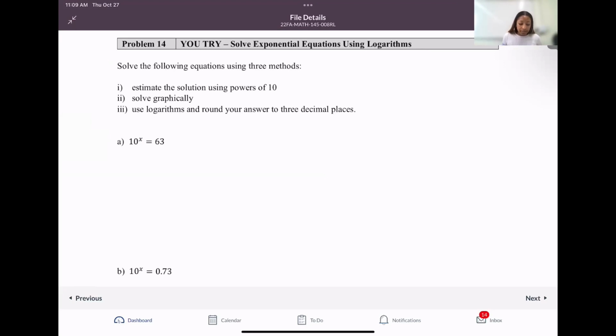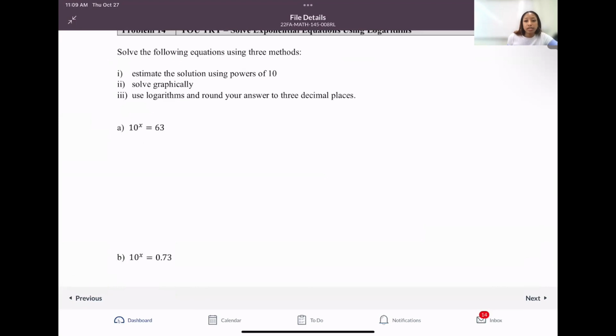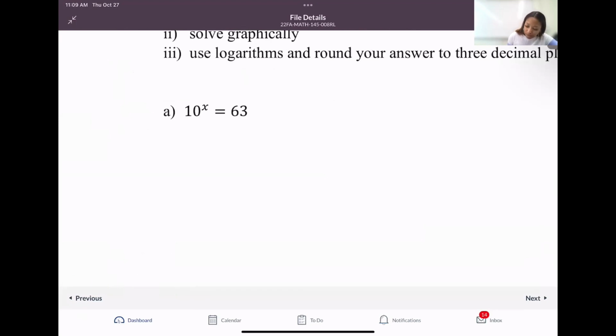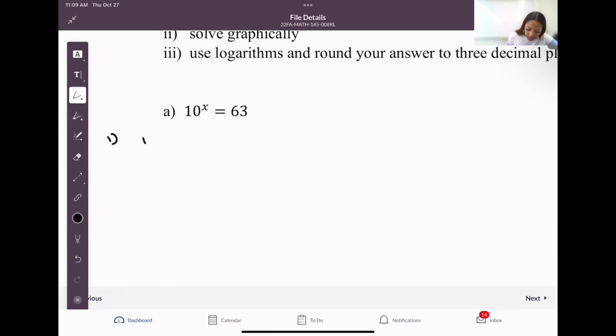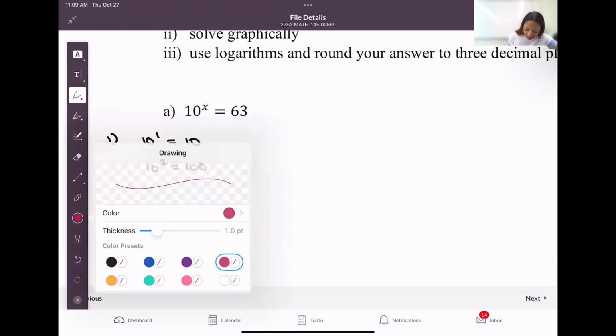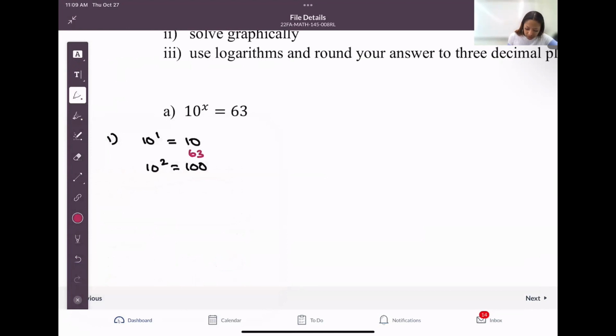All right, first estimating. For 10 to the x power equals 63. Let's think about what we know about the powers of 10. We know 10 to the first power is equal to 10, and we know 10 squared is equal to, what's 10 squared? 100. So 63 is somewhere between 10 and 100. That means that my value of x has to be somewhere between these exponents. So based on what we see here, we get that 1 is less than x, which is less than 2. X is some number between 1 and 2.